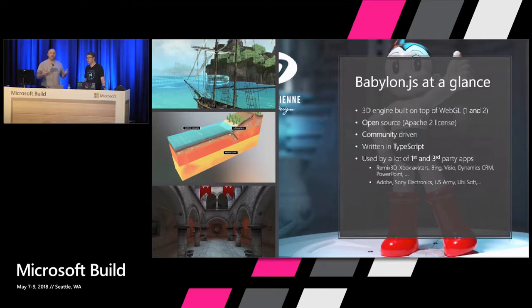It's also community-driven. Obviously, as Microsoft, we are using it in a lot of first-party applications like Remix 3D, Xbox Avatar, Bing, Visio, Dynamics, PowerPoint. So we also have feature requests coming from these projects. But they are all exposed in a way that the community can come and say, hey, we really want to focus on this one first. So the roadmap is clearly community-driven and built.